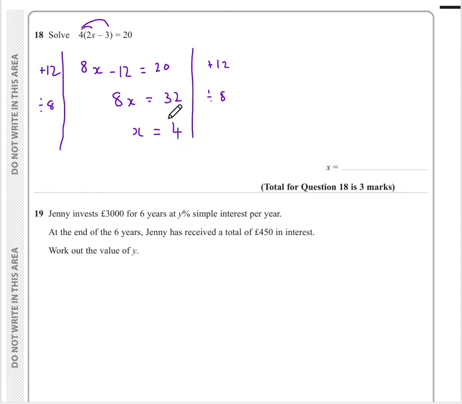We can check our answer by substituting back in here. So 2 times 4 is going to give us 8. Take away 3 gives us 5. And then multiplied by 4 gives us 20. So we can be confident that the answer is correct.